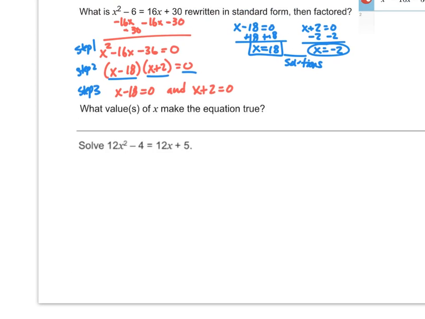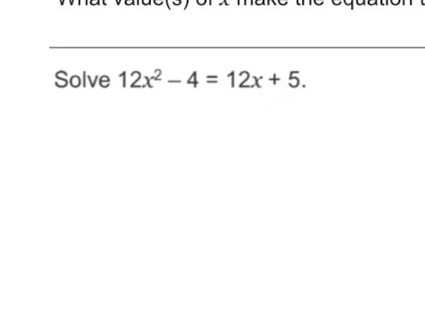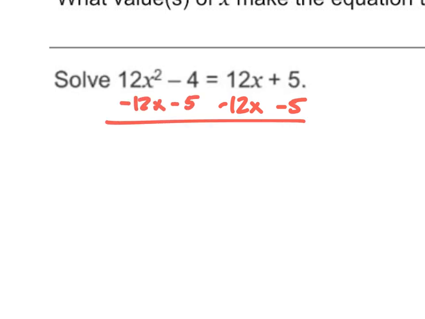So let's go ahead and try this next one, okay? I want to get all of my values on one side, so I'm going to subtract 12x, and subtract 5 from both sides. What I'm going to get is 12x squared minus 12x, and then minus 9. And I'm setting that equal to 0. Now that's step 1, just setting equal to 0.